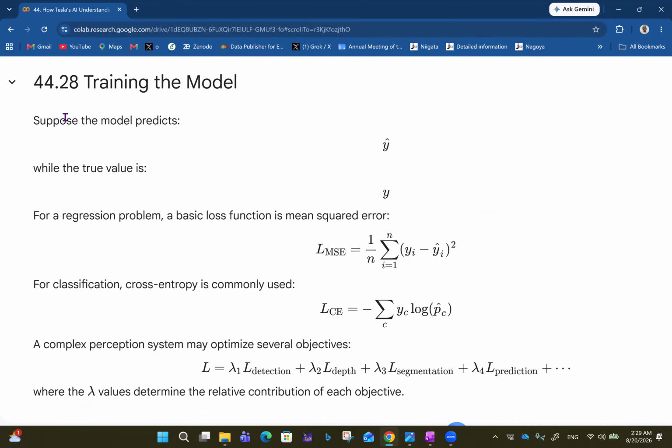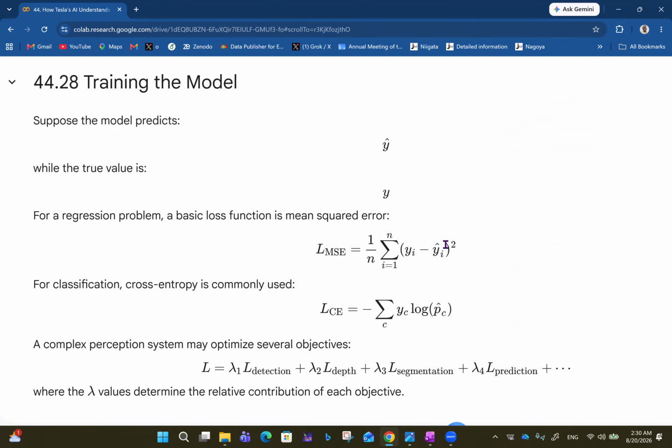So, training the model. Suppose the model predicts y cap while the true value is y. For a regression model, a basic loss function is mean squared error, right? So MSE is 1 over n, and we've seen this a lot. For classification, you can have cross entropy, which is commonly used, like summation over C of y_c log p_c. So this is cross entropy when you're classifying.